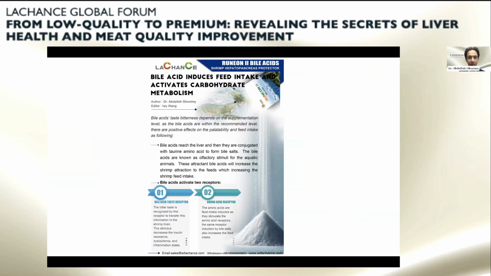If you look down there, there is the first point, the second point down there. The bile acid receptor: the bile acid goes to the same receptor as the amino acid. This is the second point, and it gives a message to the brain: yes, you are eating more amino acid. Let's eat more, which means increased feed intake. Another thing is that the bile acid itself has a receptor, and this receptor gives a message to the brain to increase carbohydrate metabolism, which means increased feed intake also.